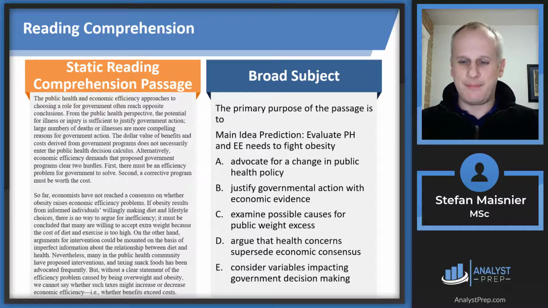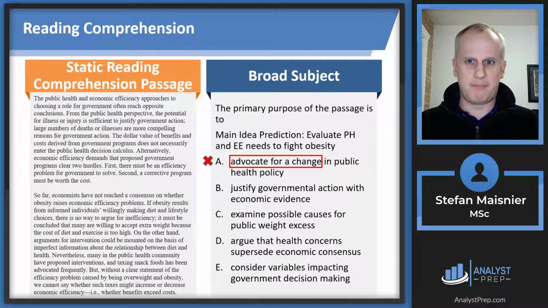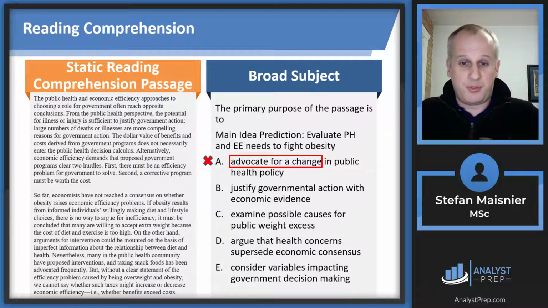So choice A, advocate for a change in public health policy. Well, the author is not making any sort of certain statements about what public health policy should be. If anything, the author is equivocating a lot. So we cannot say in that final sentence whether taxes about snack foods would increase or decrease economic efficiency, which was clearly part of the calculus here. So there's no change that we could say is certainly being advocated for.